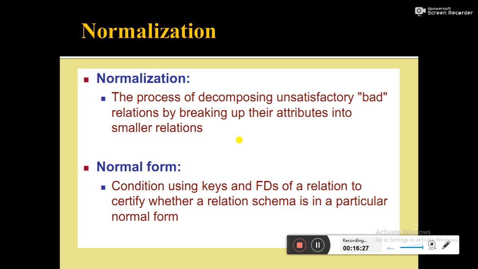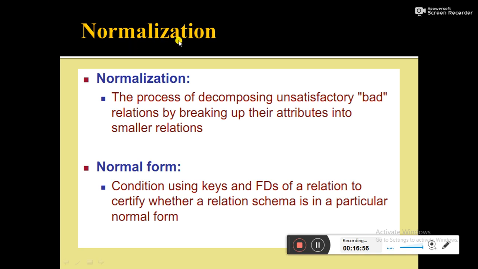And then after that, we have to apply the concept of normalization. Following these 4 guidelines, we will be able to create a set of tables, a set of relations. So multiple tables may be there for a particular database. Now after that, we have to apply the concept of normalization.